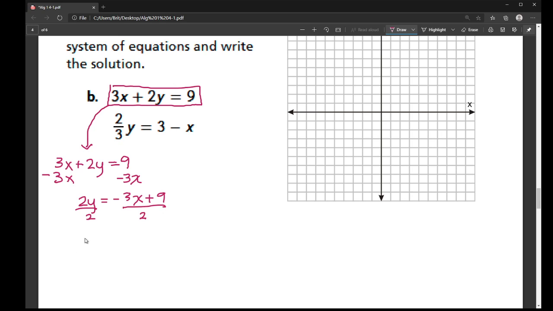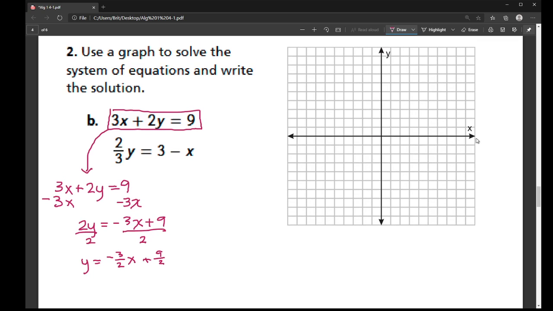So now I'm going to divide by 2. So I have y equals negative 3 halves x plus 9 halves. And that's a bummer to have to graph. That's a mess. All right, so 9 halves is like 4 and a half. And the slope of negative 3 halves means I'm going to fall by 3 and run by 2. Fall by 3, run by 2.